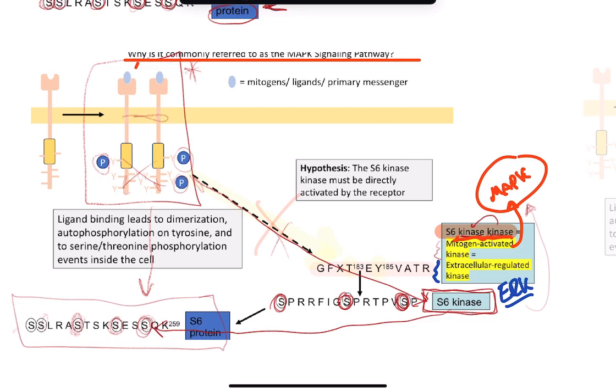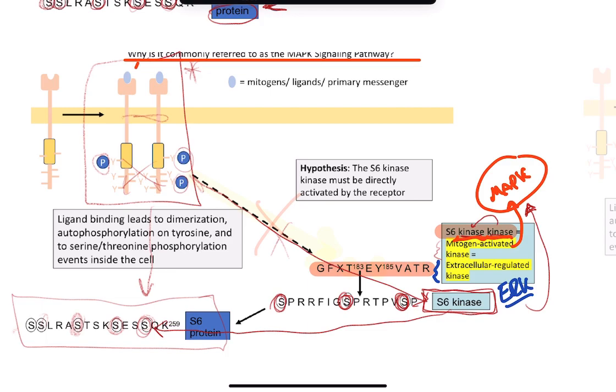So we know that about the ERK. The ERK here is simply a member of the MAPK family. The ERK, the extracellular regulated kinase, is just a member of the MAPK family. We'll see that in the next slide. All right, but let's take a look over here at this sequence.